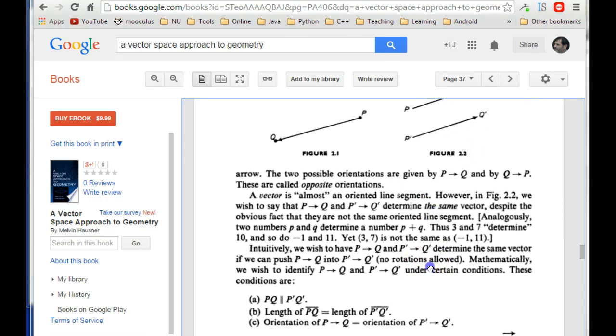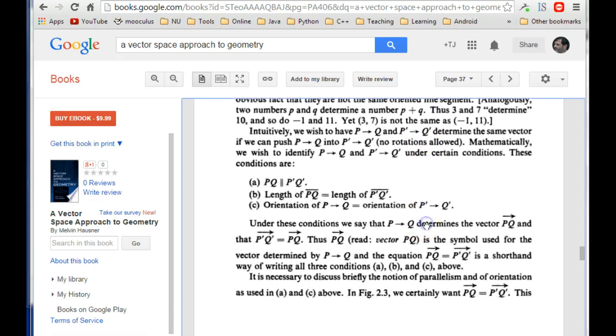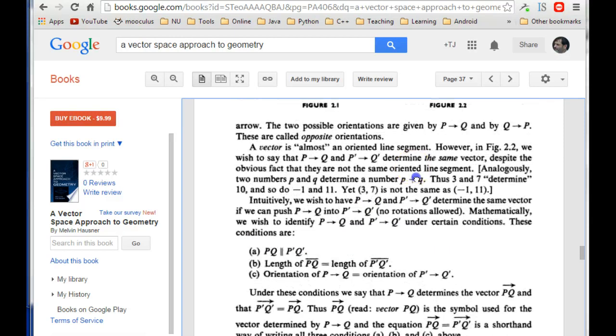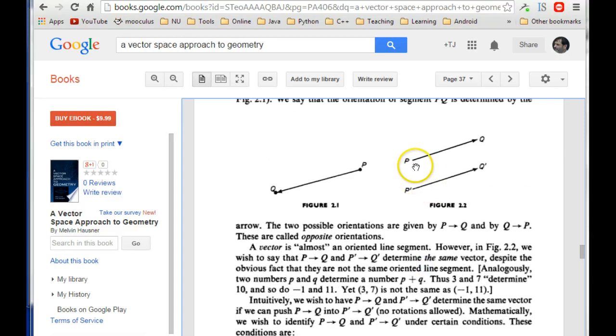So basically the idea is that two directed line segments make the same vector if PQ is parallel to P prime Q prime, and the length of PQ is equal to the length of P prime Q prime, and they have the same orientation. They're going in the same direction. In this case, we're starting from the lower left and going up to the right.